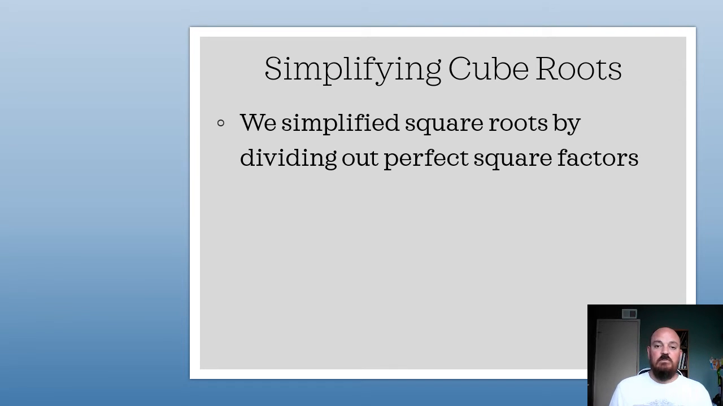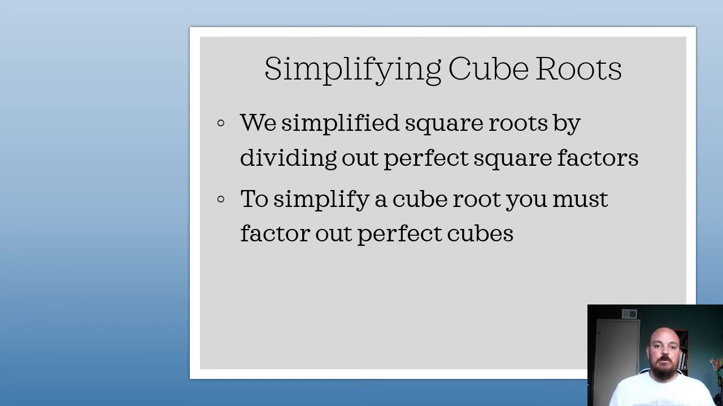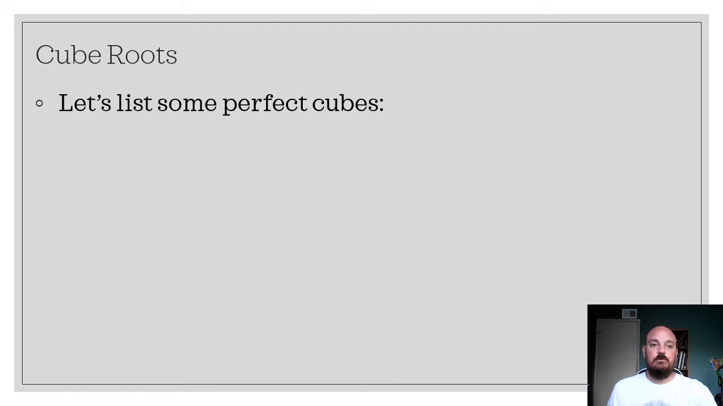So when we did simplifying with square roots, what we did is we looked for perfect square factors that we could divide out and turn those into whole numbers. Now with a cube root, which is what we're going to start with, it's the same concept, but we're looking for perfect cubes instead of perfect squares. So let's start out by listing some perfect cubes.